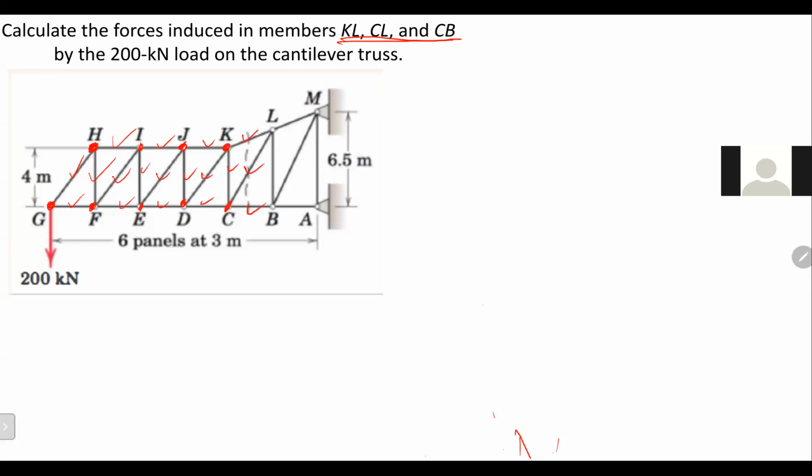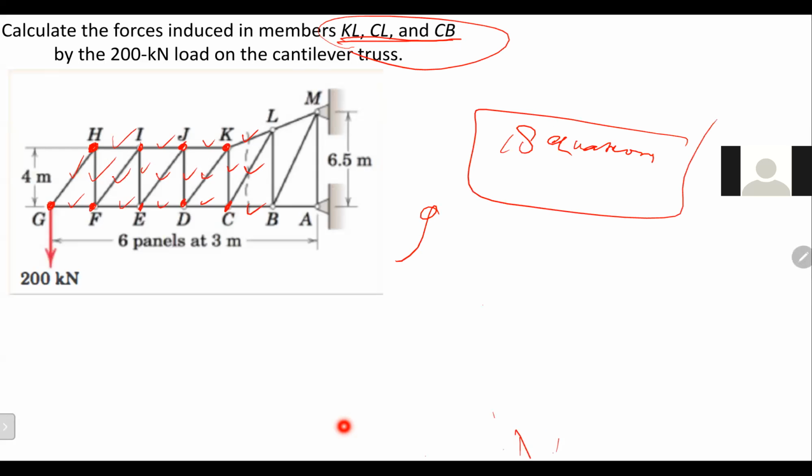How many calculations are there? How many joints are we supposed to do in order to solve for these 3? 1, 2, 3, 4, 5, 6, 7, 8, 9. 9 joints, meaning 18 equations, right? Because every joint has 2 equations. So in order to solve for KL, CL, and CP, we have to solve 18 equations, which is a lot, right?